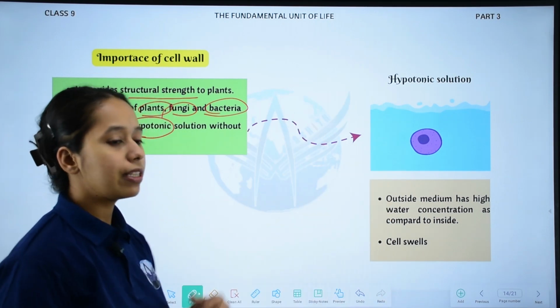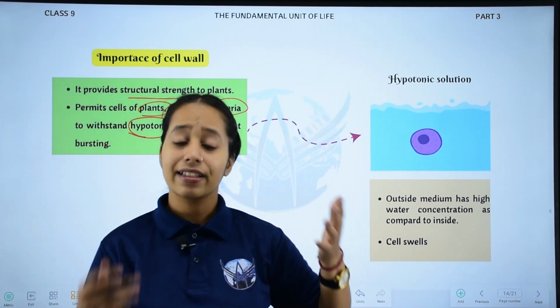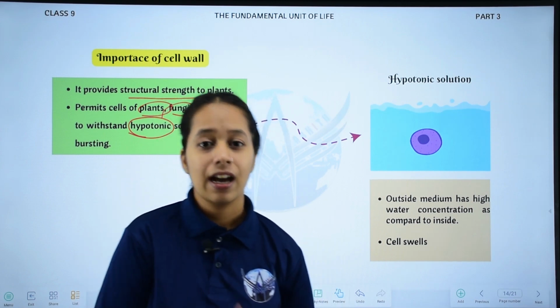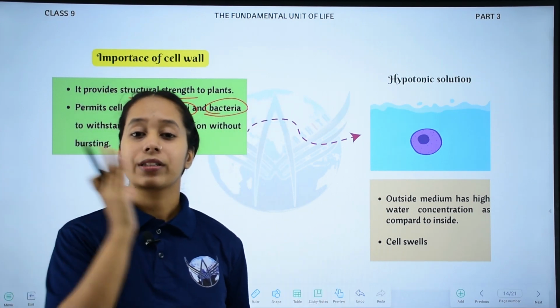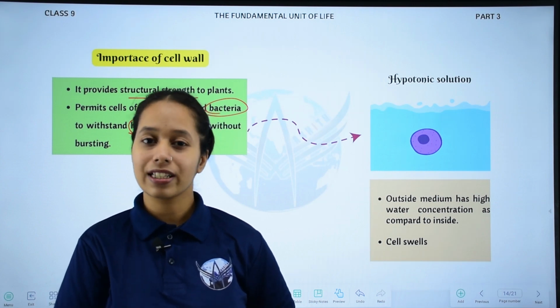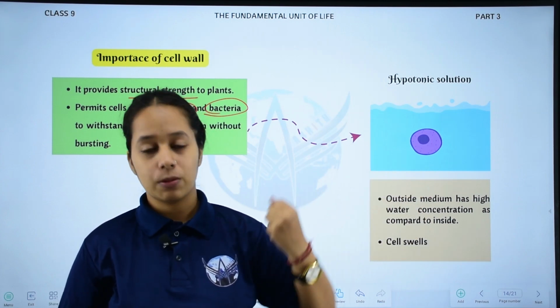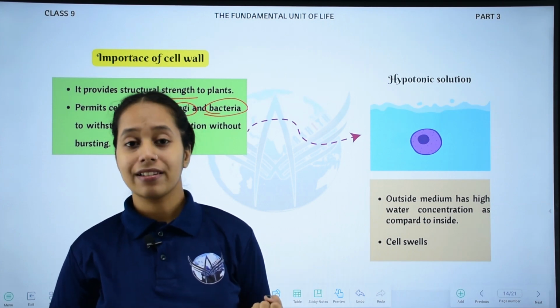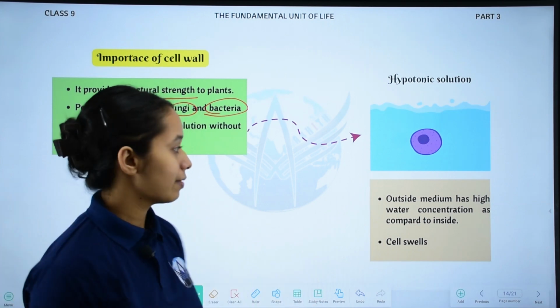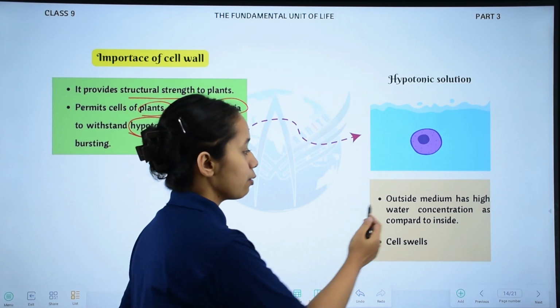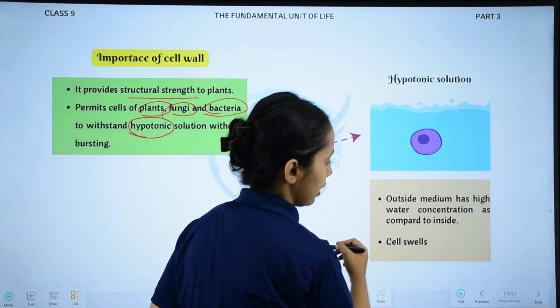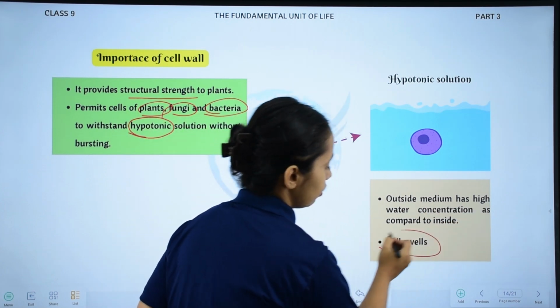So hypotonic solution, for that you can read this part. What happens? The outside medium of the cell has a higher concentration of water as compared to the inside of the cell. So what will the cell do? The cell will take water from outside through osmosis. As a result, the cell will swell.